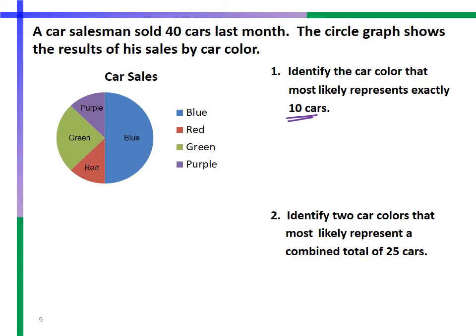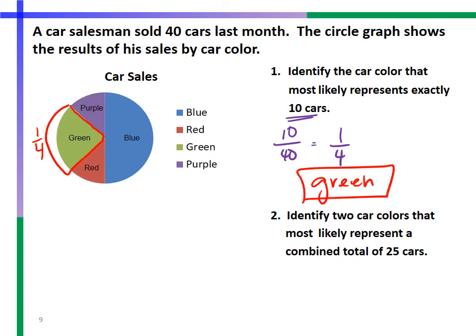So to get 10 cars, 10 divided by 40 is the same as 1/4. So I'm looking for 1/4 of my circle graph here. So I know it's not blue and not purple or red, so I'm identifying 1/4 here as the green section. So it's most likely going to be the green section.